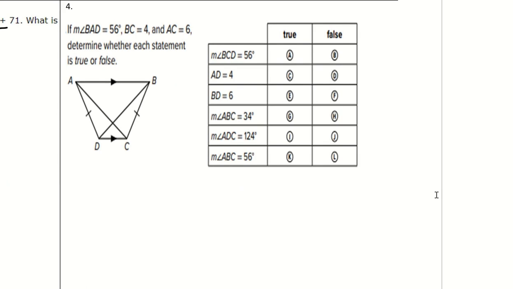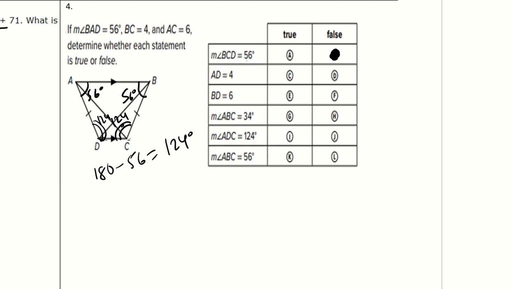Number 4, if the measure of angle BAD is 56, so we're talking about this as 56. So if that's 56, then we know that since it's isosceles, this is also 56. And if that's 56, we know that these two are going to be equal. And to get these two, you have to do 180 minus 56, which is 124. These are both going to be 124. Okay, so then in that case, we're going to say that BCD is 56. BCD, no, BCD is not 56. It's 124. So this is false.